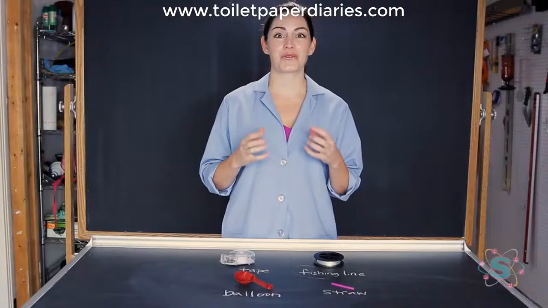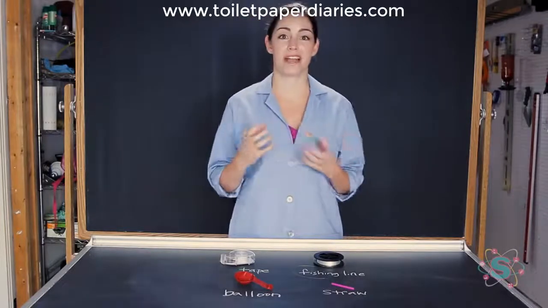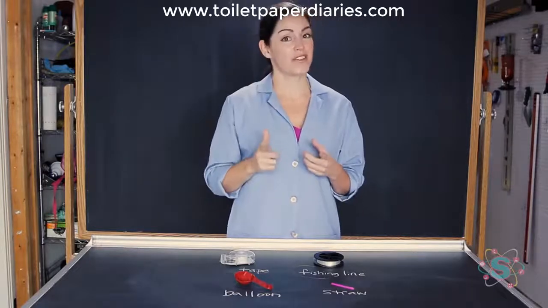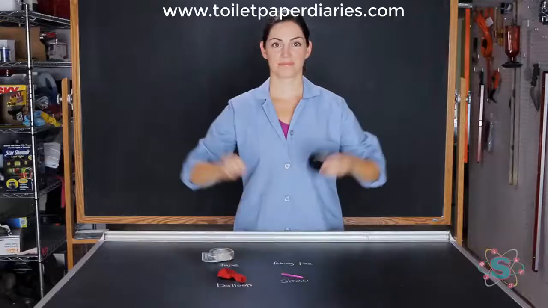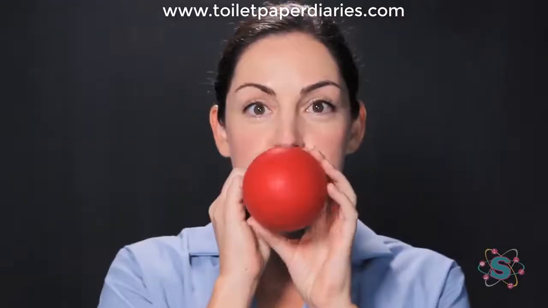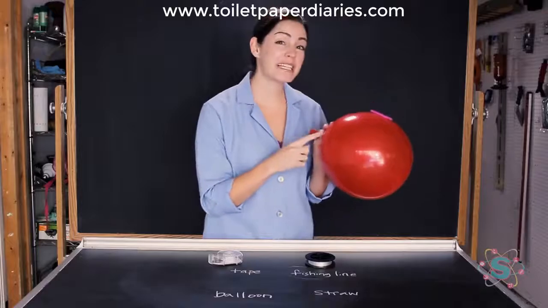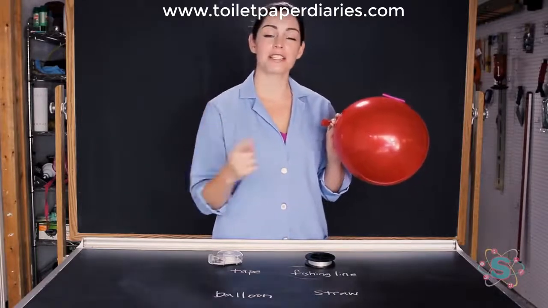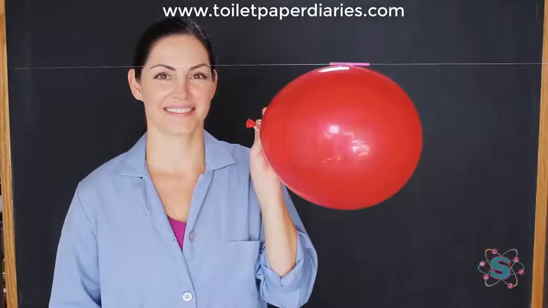Today we're going to demonstrate Newton's third law of motion, which says every action has an equal and opposite reaction. It's the principle that sends rockets to the moon. If you want to try this at home, this is what you need. When I release my fingers, air pushes out of the balloon. That's our action. Our reaction is that the balloon moves with the same force in the opposite direction.